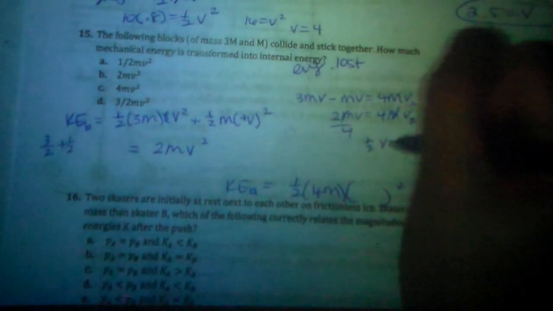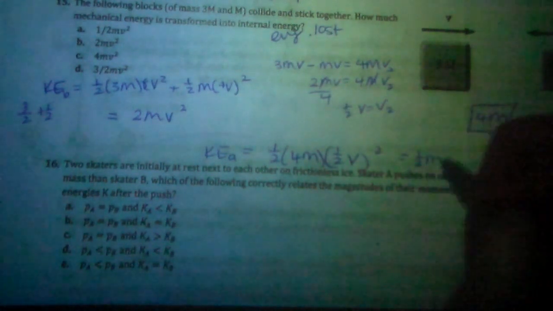But I need to find that velocity first, so I'm going to use my momentum. 3 mv minus mv equals 4 mv2. 3 mv minus mv is 2 mv. Divide the 4 over, so this is half v. And you can just put this in your calculator. 1/2 times 4 times 1/2 squared is just 1/2. And then the m and the v squared are still there.